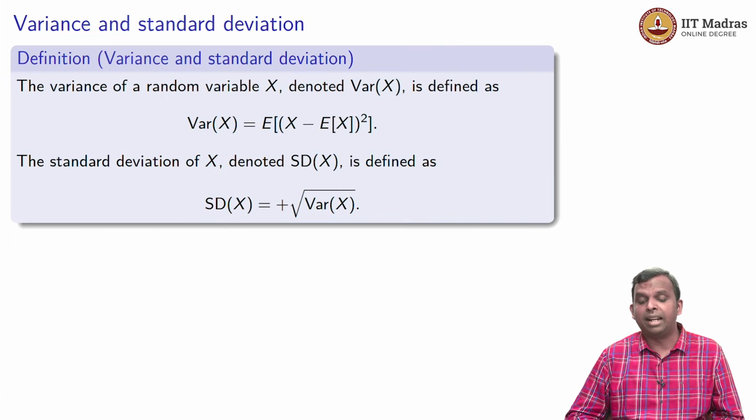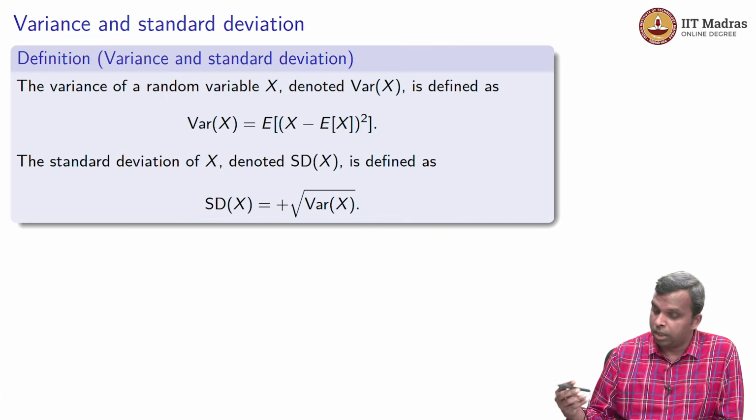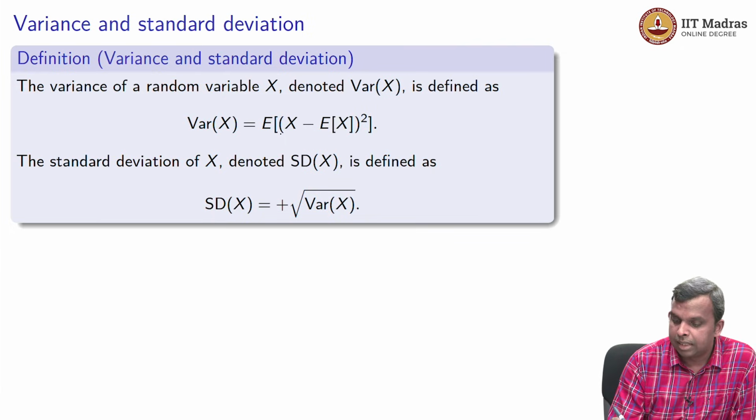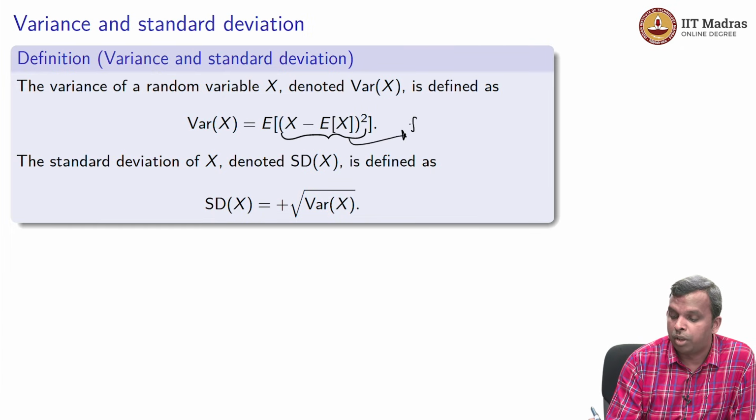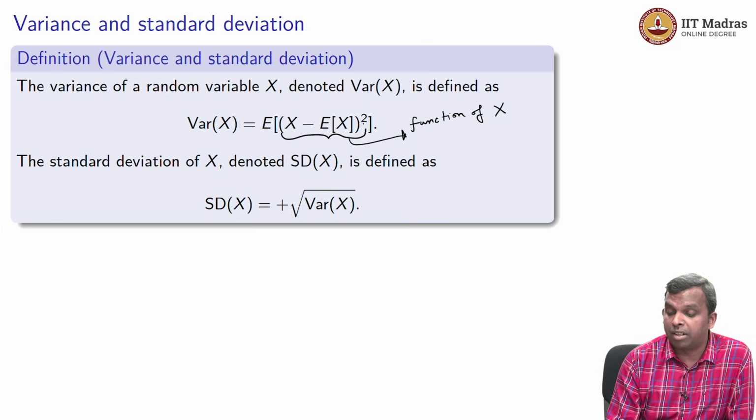It's simply defined as the expected value of this function, which is some function of X. So the variance of a random variable X is the expected value of a specific type of function of X. What is that function? (X minus E[X]) whole squared.